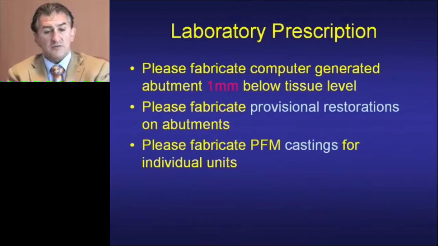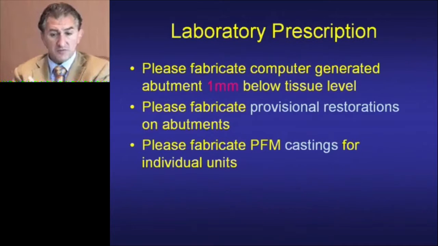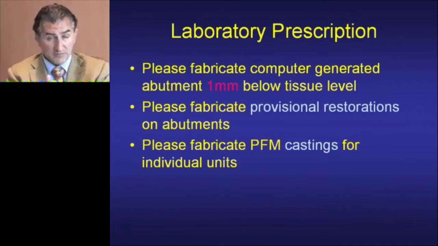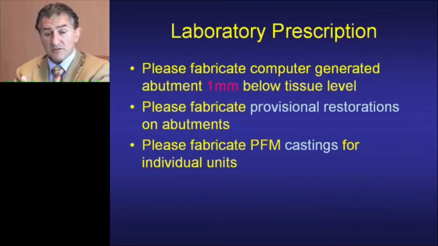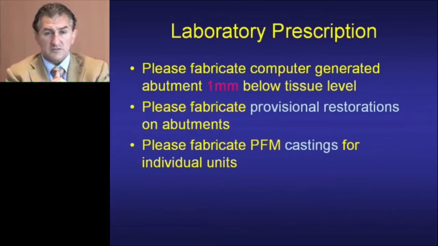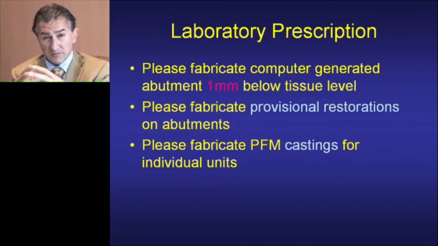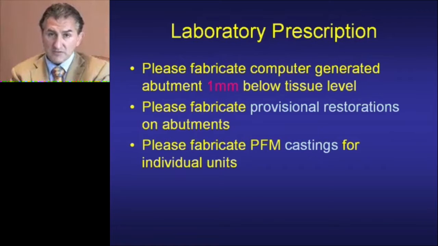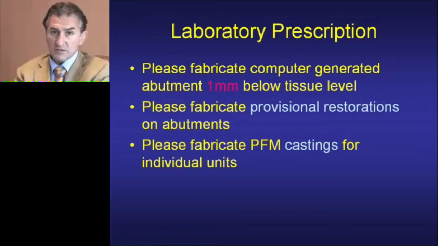Please fabricate computerized generated abutment 1 millimeter below the tissue. That's what I recommend after doing this for 4 or 5 years. Some clinicians choose 0.5 millimeters below the tissue. Some clinicians choose 1.5. So that's your specific decision to be made at the time of your prescription. And usually what I teach as a general rule, the posterior should be about 1 millimeter, and the anterior should be about 1.25. So I would say 1.25 on the anteriors and 0.75 to 1 millimeter below the tissue on the posteriors.